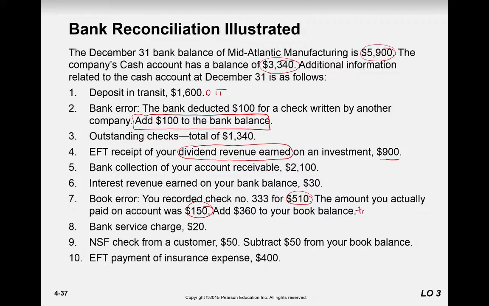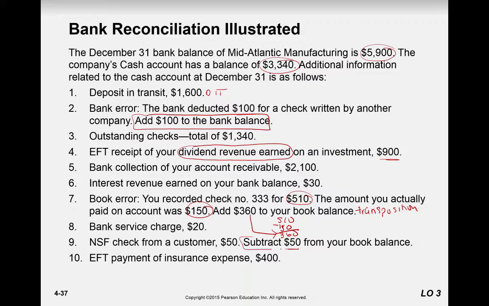These are transpositions and very typical, so you want to be careful with that. So we have to take the difference of 510 minus the 150 to get that 360 that we're adding. Then we have a service charge of $20. Then we have an NSF check from a customer, $50 that we have to subtract from our book balance.